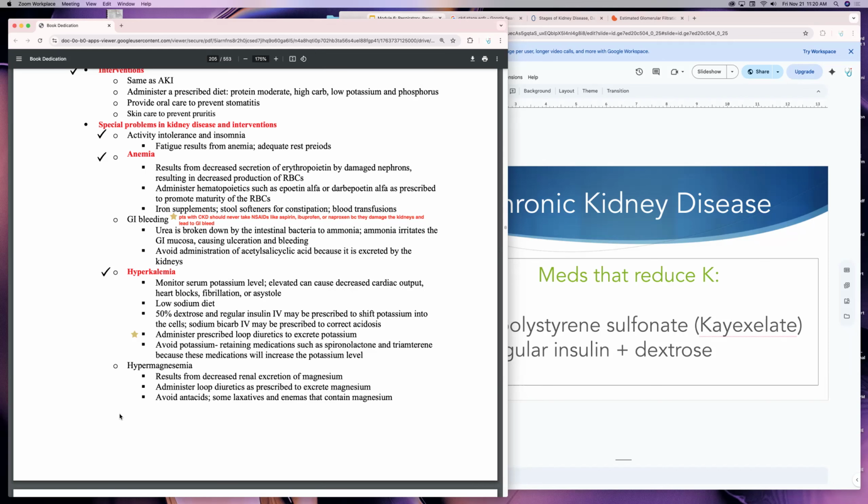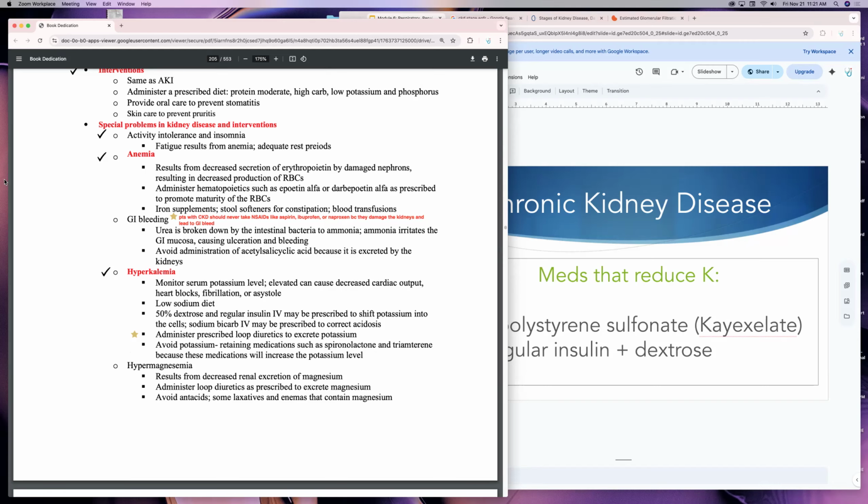Hyperkalemia: patients with CKD are at increased risk for high potassium. So, what kind of diet should they be on? Low potassium diet. What are some medications we can use to reduce potassium level? Polystyrene sulfonate, Kayexalate, regular insulin plus dextrose, and loop diuretics.